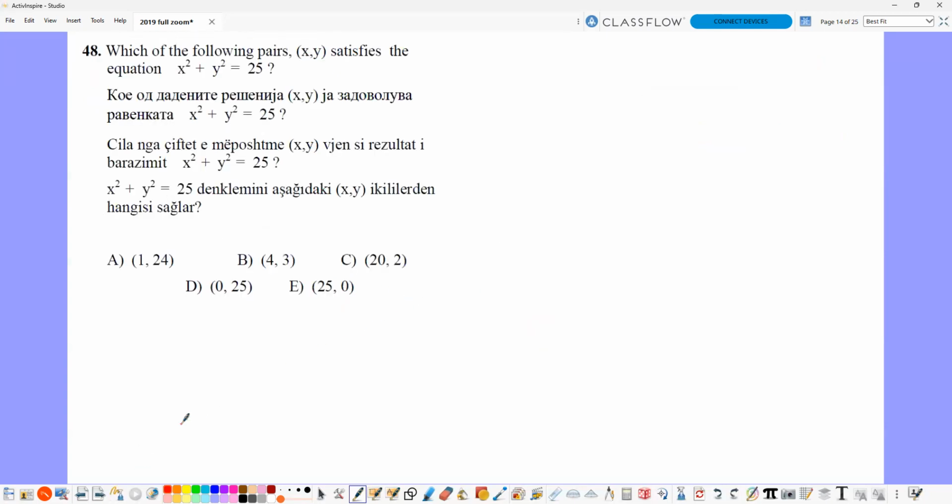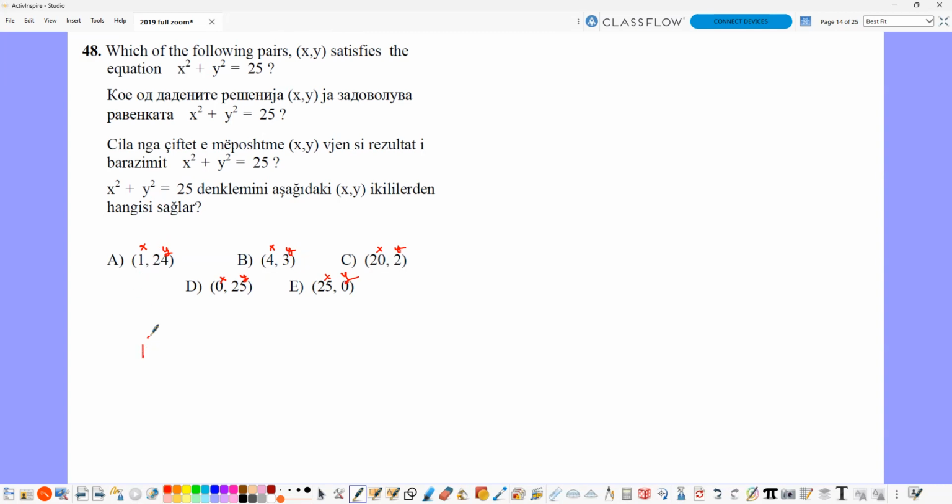Next question, it is related to substitution. You're given the x and y values. These are the ordered pairs that are given here. All the first terms represent the x values. Here, this is representing the x value, and these are the y values. So when you replace x and y in the equation, it should give you 25.